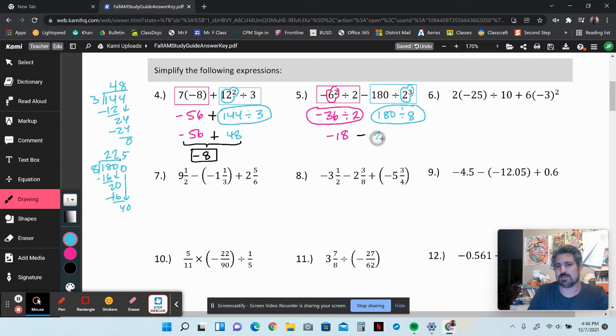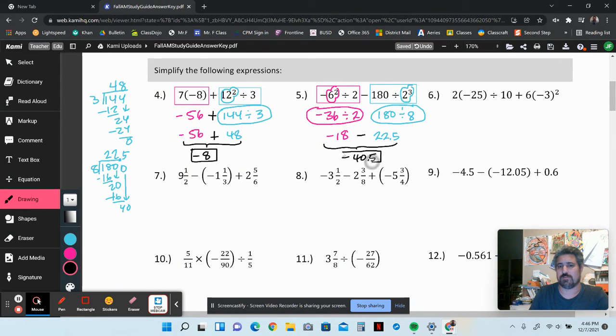So the answer here is that we're going to have that value for the blue term. It's going to be negative 18, take away 22.5. Now, taking away 22.5, as you guys know, is the same as adding negative 22.5. So these are just two negatives that are going to be added together. And that means they're going to get more negative. So we're going to get negative, and then 18 plus 22 is 40. So this is going to be negative 40.5.